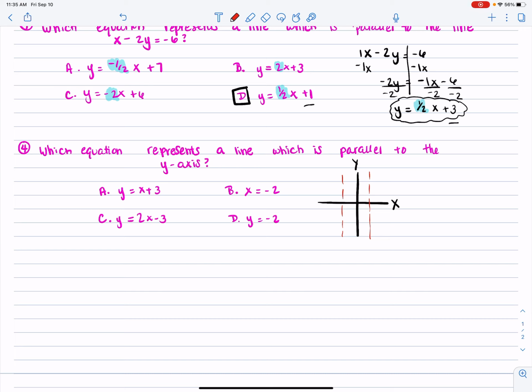The only way we get a vertical line is with a very specific slope. So let's talk about the slope for a second. The slope of this first one is 1. The slope of answer choice C is 2. Answer choice B has no slope, and answer choice D has 0 slope, so m equals 0.